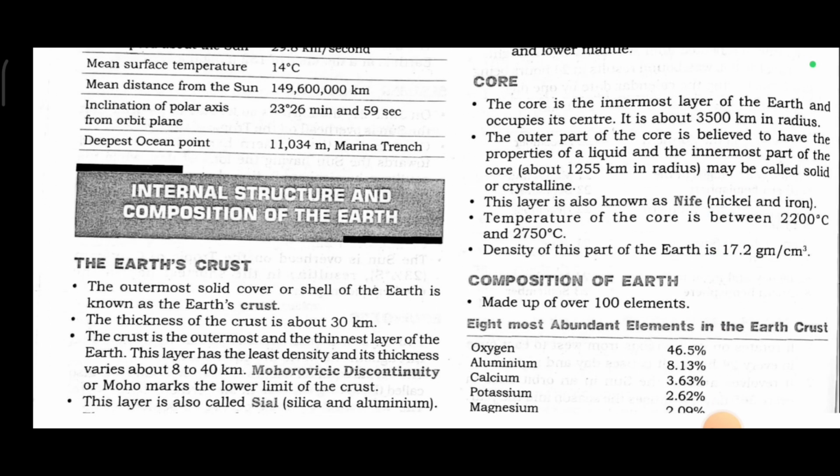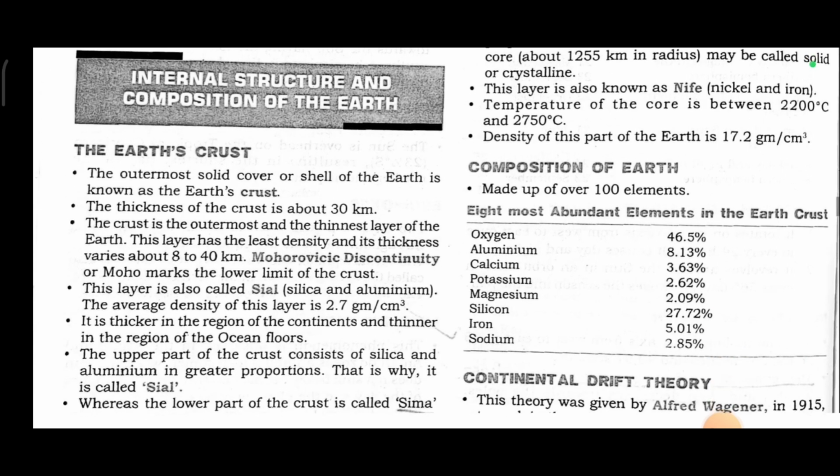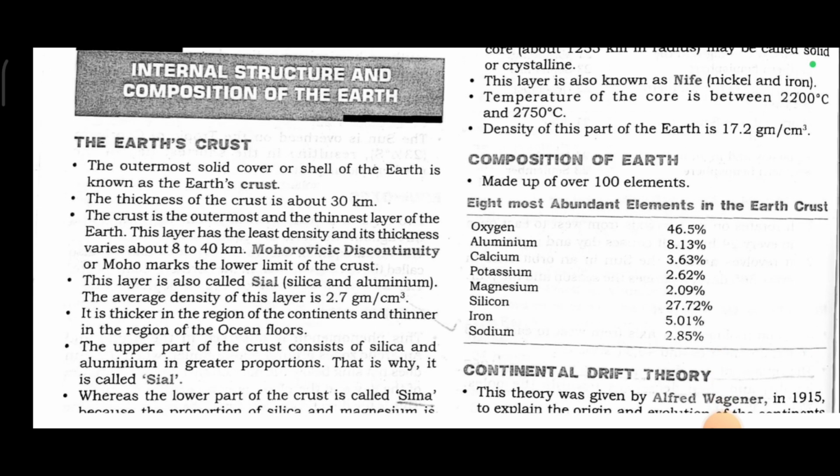Core. The core is the innermost layer of the earth and occupies its center. It is about 3500 km in radius. The outer part of the core is believed to have the properties of a liquid, and the innermost part of the core may be called solid or crystalline. This layer is also known as NIFE, nickel and iron. Temperature of the core is between 2200 degrees Celsius and 2750 degrees Celsius. Density of this part of the earth is 17.2 gram per cubic centimeter.